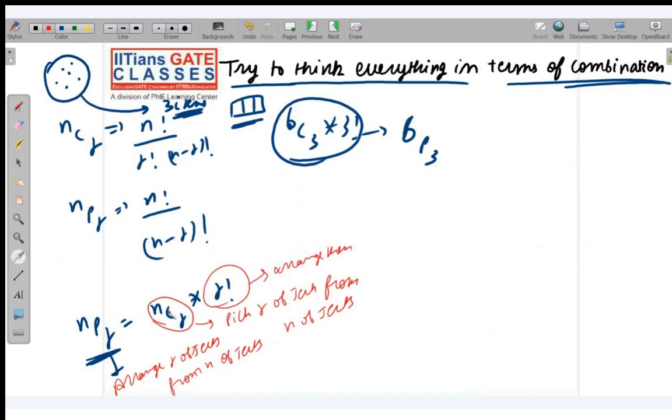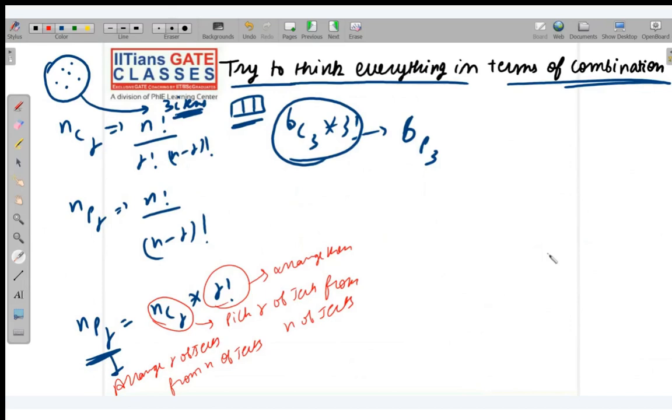So multiplication means the work is not yet over. You have picked them, but the work is not yet over, so I will arrange them also. Same thing I have done in NPR also. So NPR is nothing but NCR into r factorial. That's why I was saying try to think everything in terms of combinations. Now you will not get confused where to apply permutation and where to apply combination. I will simply say you do everything by combination, and after combination you try to arrange them. That is the basic way.